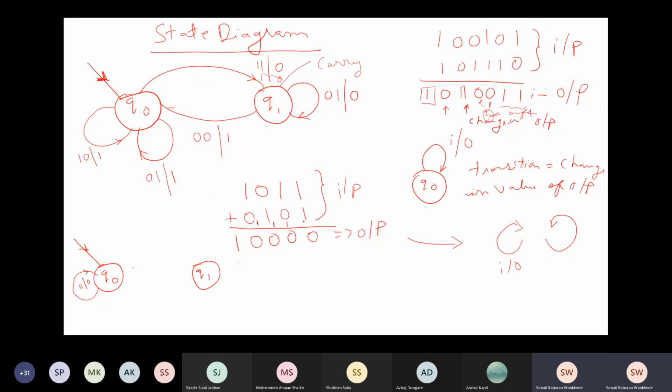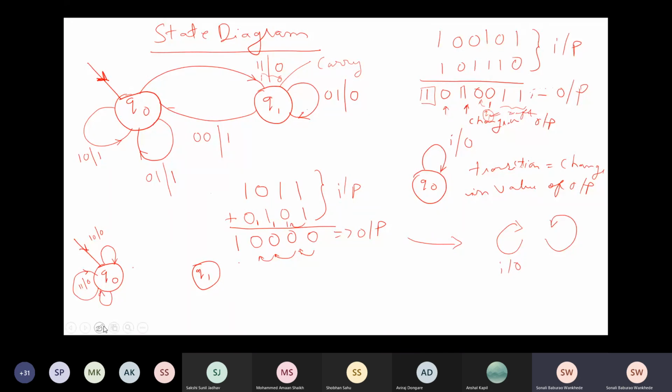Then again, I'm changing my location pointer from here to here. 1 plus 0 gives you 0. Is my value of output changing? No, it's not changing. So again, I'm showing the transition over here and I'm writing 1 0 gives me 0. Then check another one. Here also 0 1 gives me 0. The value of output is not changing. So we have to show that many transitions on the same state.